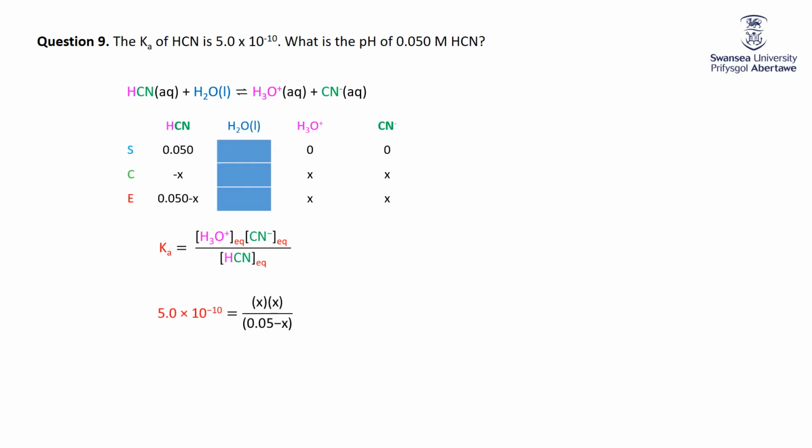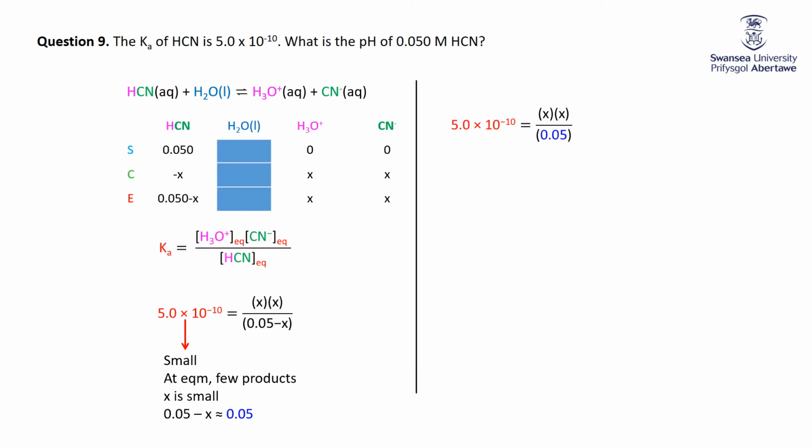Throw those into the K expression. So Ka, we're told, is 5 times 10 to the minus 10. It's the H3O+, which is X, times CN minus, which is X, over HCN, which is 0.05 minus X. Now at this point, we could multiply out to get a very scuzzy looking expression, but instead we think as chemists. We say that 5 times 10 to the minus 10 is very small, and if it's so small, that means at equilibrium there won't be very many products. If there aren't very many products at equilibrium, X must be small, and maybe X is small enough that 0.05 minus X is about 0.05.